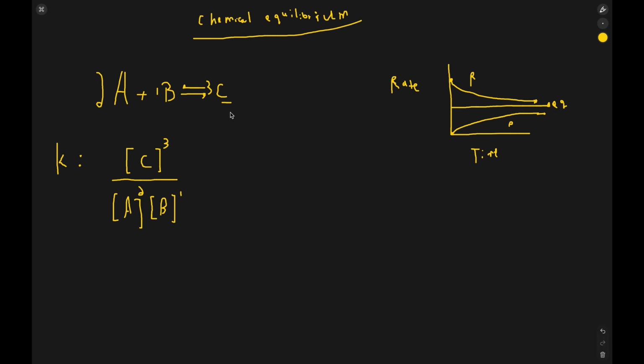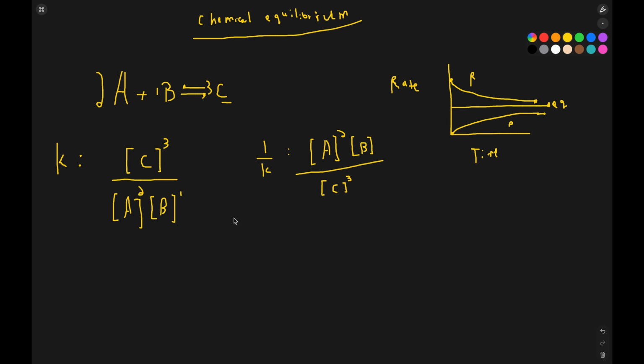Now, there's also a reverse reaction. So the K for the reverse reaction would equal 1 over K, inverse, where B and A are the products. So concentration of A squared times B over concentration of C cubed.